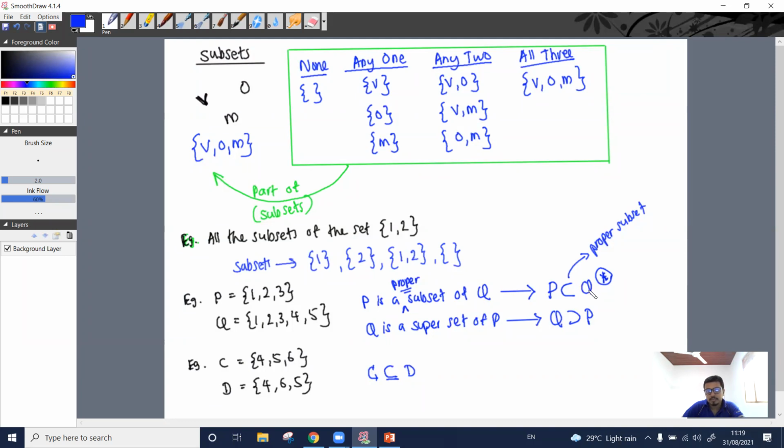P is a proper subset of Q. Proper subsets and subsets, the difference. This is a subset. This is merely a subset. Right, the underlined part means it is a proper subset. Apart from the elements here, there is at least one more here. Here, the elements are exactly the same. There are no more elements here than there. Subsets and proper subsets.